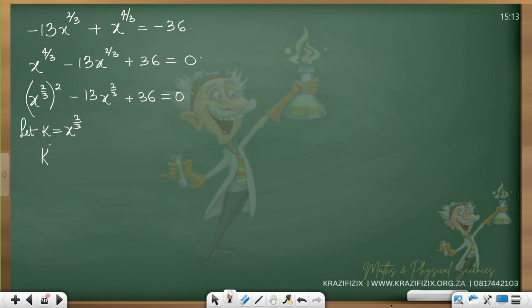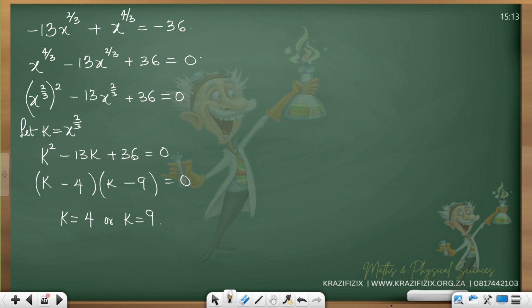So what do I have? k squared minus 13k plus 36 equals 0. Now we have a trinomial, and I think a negative 4 and a negative 9 should be fine. k equals 4 or k equals 9. But we are not interested in k. What are we interested in? x. But we know k. x to the power 2 over 3.